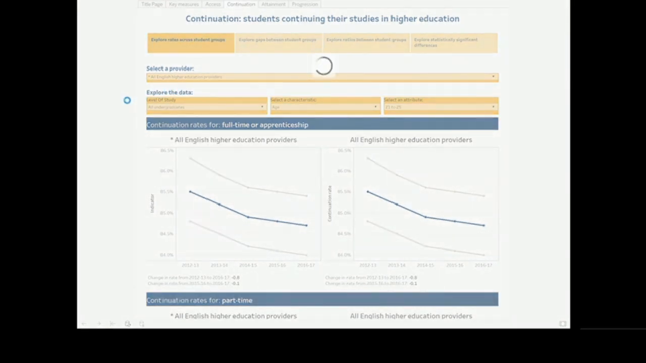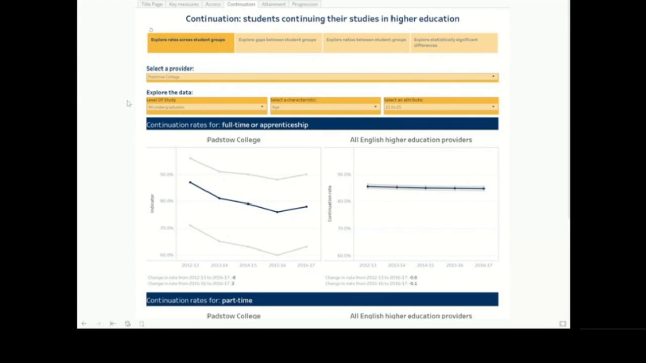When we select a new provider, we can see that the charts at the left-hand side of the page will update reflecting our selection. We can also select different levels of study from all undergraduates, first degree, other undergraduates, or undergraduate with postgraduate components.